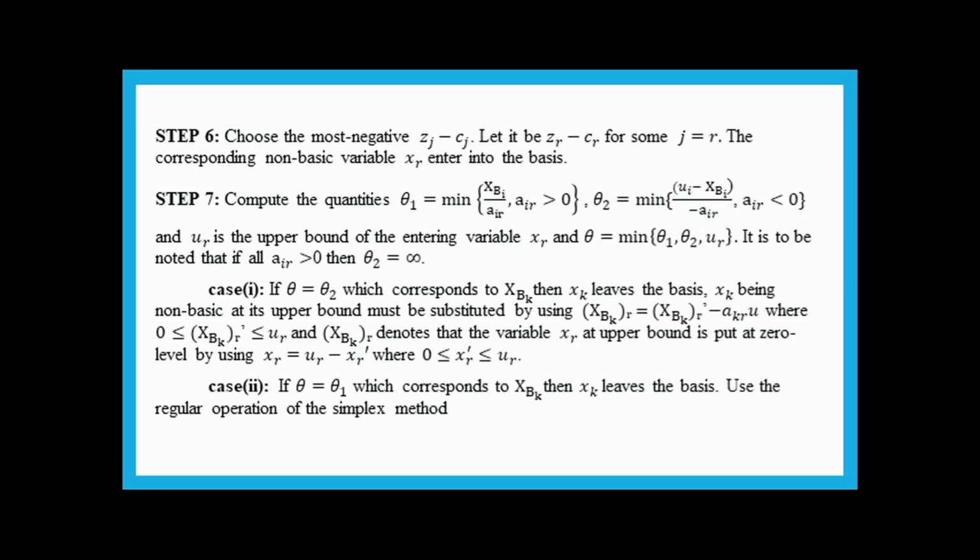Step 6. Choose the most negative Zj minus Cj. Let it be Zr minus Cr for some j equal to r. The corresponding non-basic variable xr is now entered into the basis.